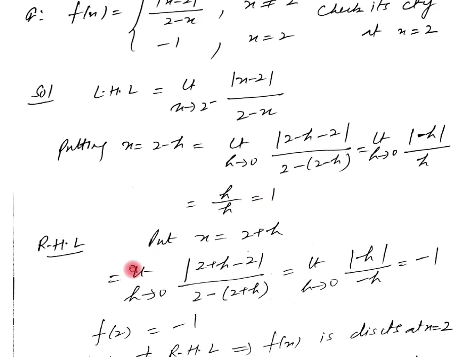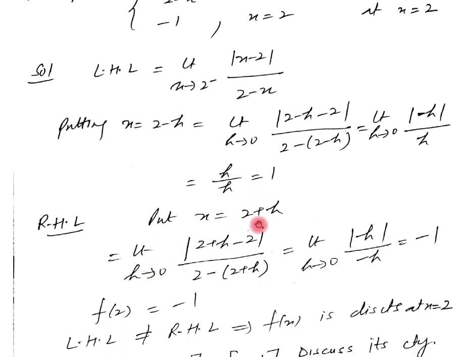To find out the right hand limit, putting x equal to 2 plus h. Limit h tends to 0, mod of 2 plus h minus 2 upon 2 minus 2 plus h. Again simplifying, we are getting limit h tends to 0, mod of h upon minus h. Again modulus of h is h, h upon minus h equal to minus 1.